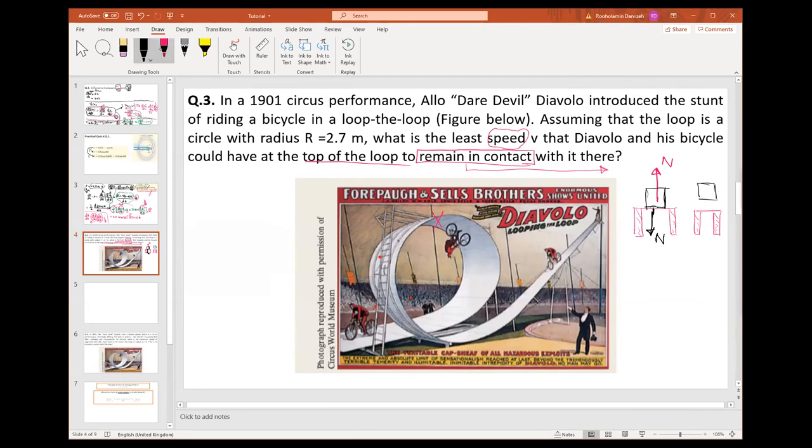Therefore, now I think we are able to translate this condition to mathematical language. The bicycle remains in contact with the loop means N should be always greater than or equal to zero. Equal to zero provides the minimum. This is the mathematical translation of this condition, which we observe in the real world. I think the rest is quite easy to solve.